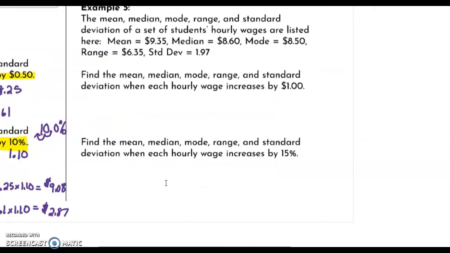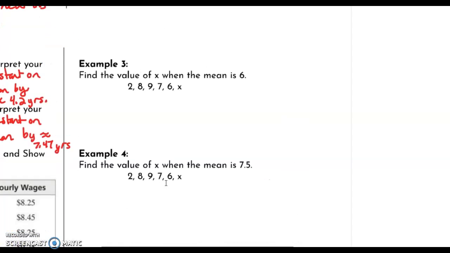All right, let's look at example 3. So example 3 says, find the value of x when the mean is 6. So you know the mean. What you don't know is one of the data points. So how you find the mean is you add up all the numbers and divide by how many there are. So we're going to add up all the numbers in the data set, including x, because x, although it's a variable, it's holding the place of a number. Now, how many there are? 1, 2, 3, 4, 5, 6 numbers. So all that, divide by 6.